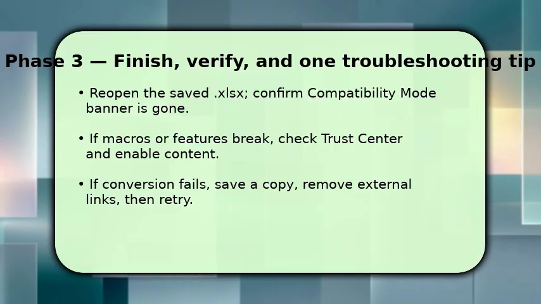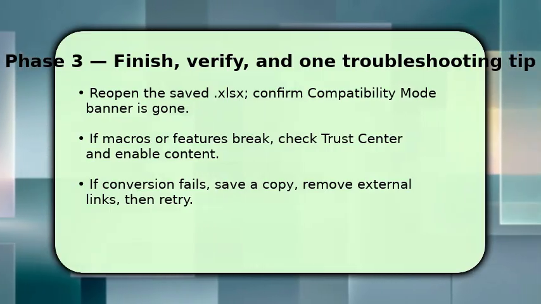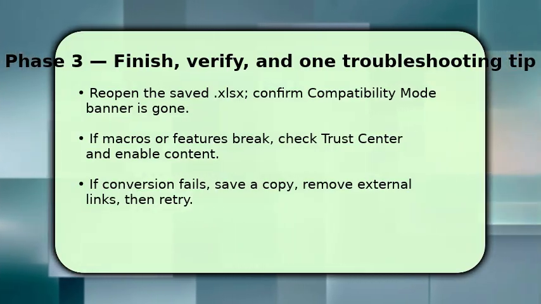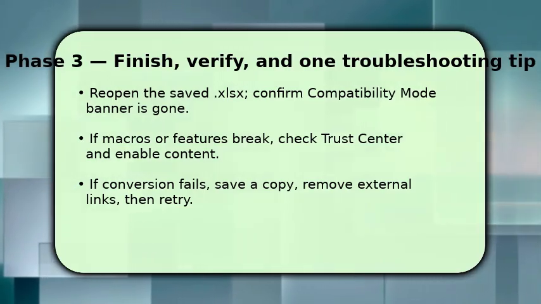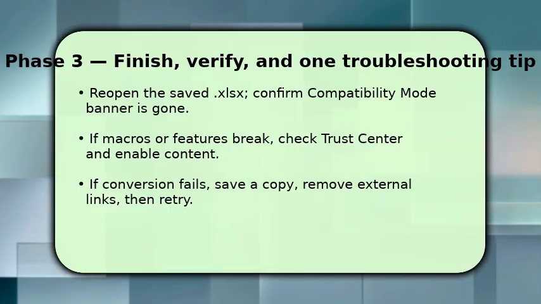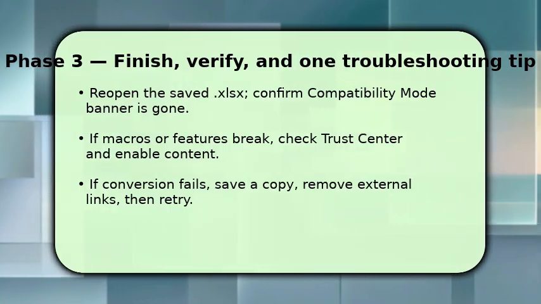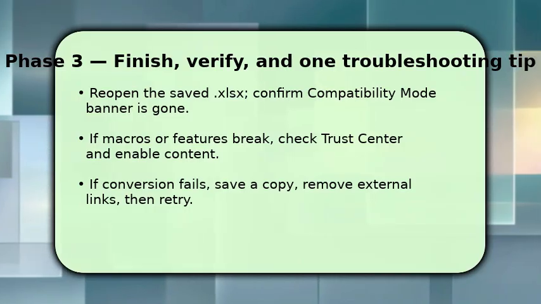To finish, reopen your newly saved XLSX and confirm the compatibility mode label is gone. This proves the conversion succeeded. If something looks different, check the Trust Center to enable macros or external content. Some older features may be disabled until you allow them.